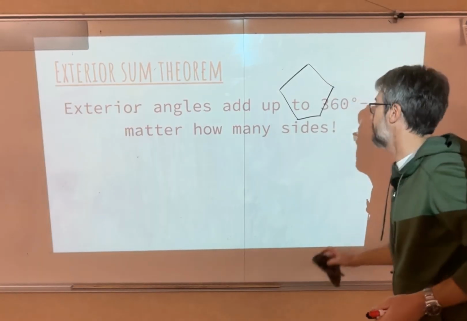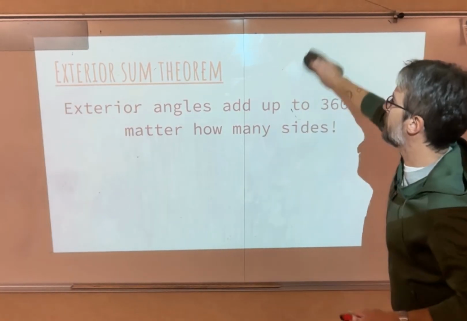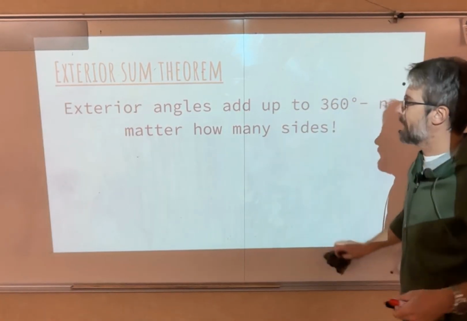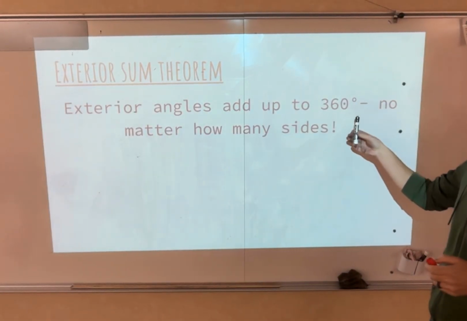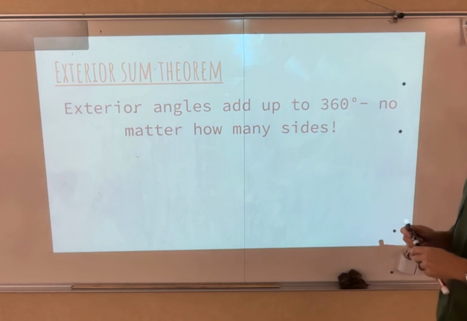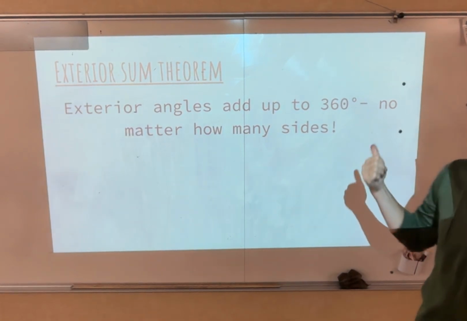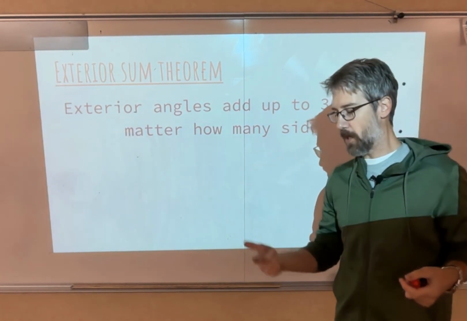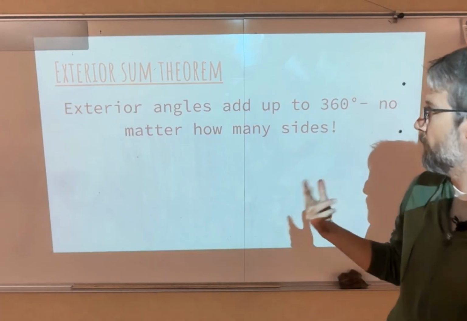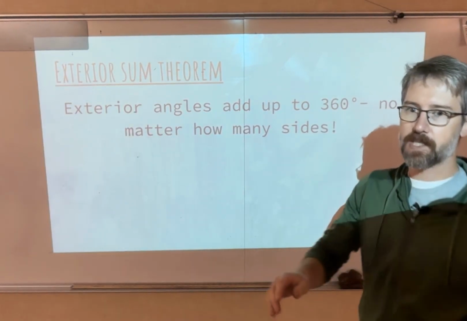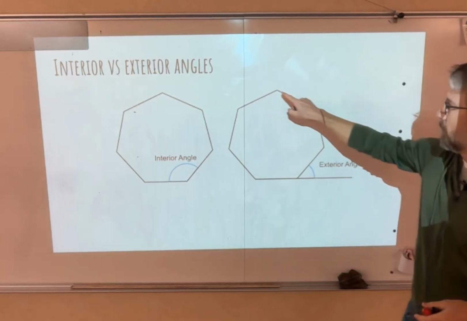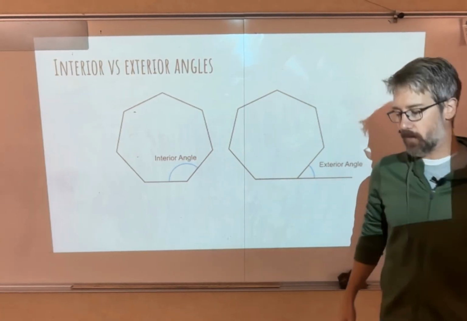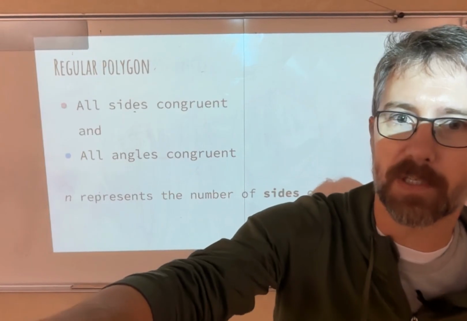All right, so speaking of exterior angles, in any polygon, the exterior angles always add up to 360, no matter how many sides. So whether it's a triangle, a quadrilateral, a pentagon, whatever it is, all of those exterior angles, if we add up all of them, they're always going to add up to 360 degrees.